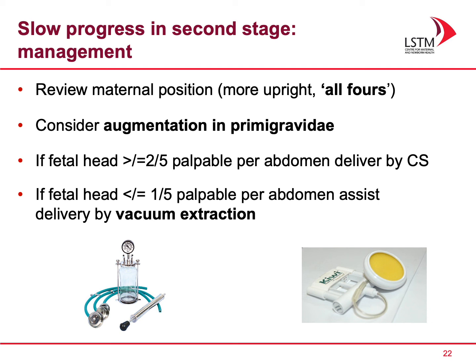If on abdominal palpation the head is 2/5 or more palpable, then the woman would need delivery by caesarean section. But if the head is deeply descended into the pelvis with less than 1/5 palpable abdominally, then delivery could be assisted using a vacuum extraction if staff are trained in this procedure.